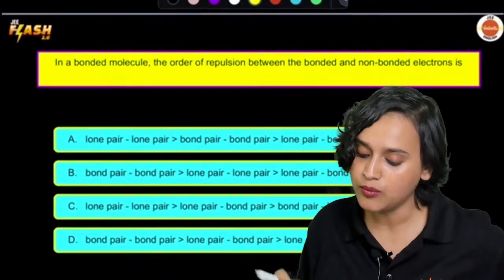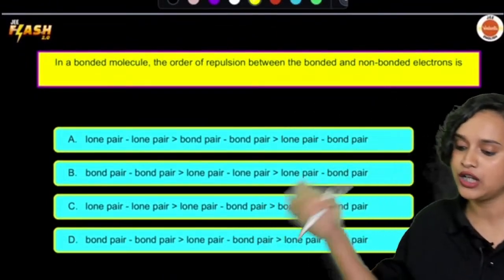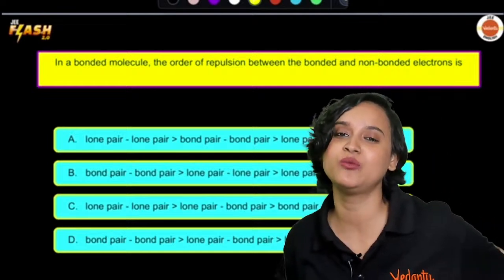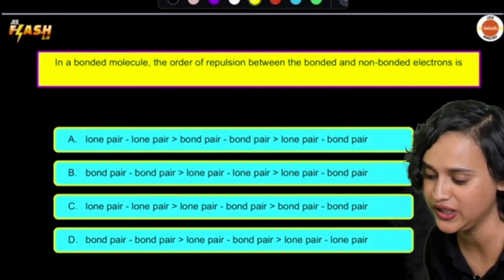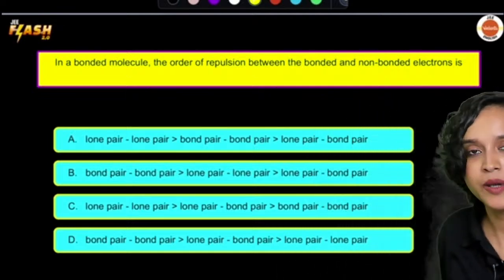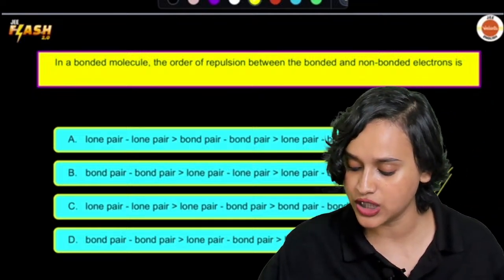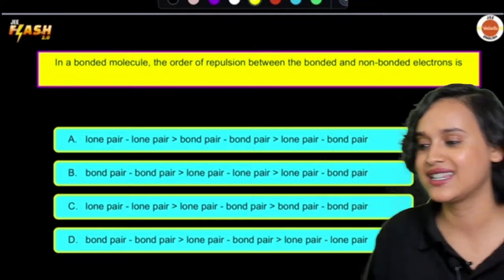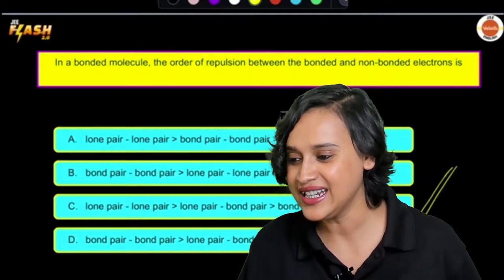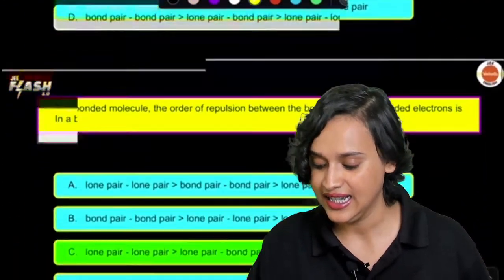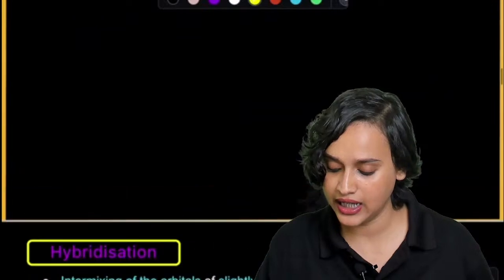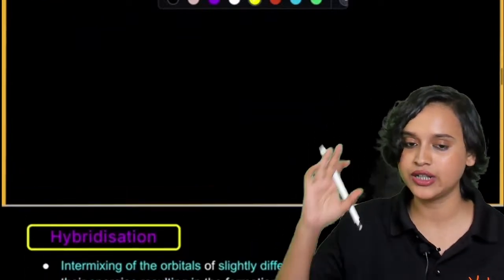In a bonded molecule, the order of repulsion between the bonded and the non-bonded electrons. This is super easy, isn't it? Lone pair-lone pair, lone pair-bond pair, and bond pair-bond pair. That means option C is the correct answer. Now, next question, everybody... we do not have a next question. We will do the next question later on.